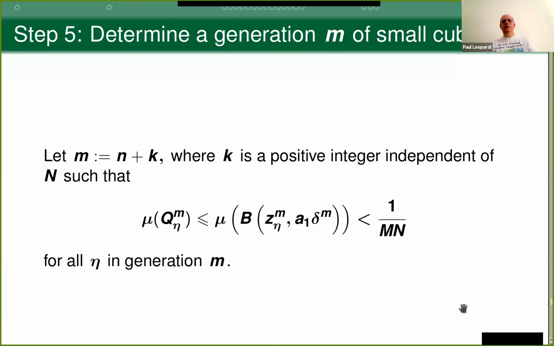The other thing we need is to determine a generation of cubes such that the measure of the balls that we're controlling in generation m is sufficiently small. And by sufficiently small, what we need is 1 on capital N, m times capital N. In other words, another technicality, but it makes the proof go through. It makes these small balls small enough. And that settles our generation of small cubes.